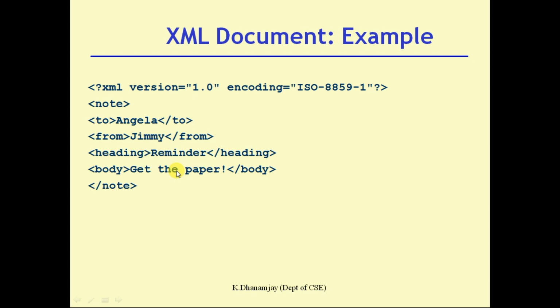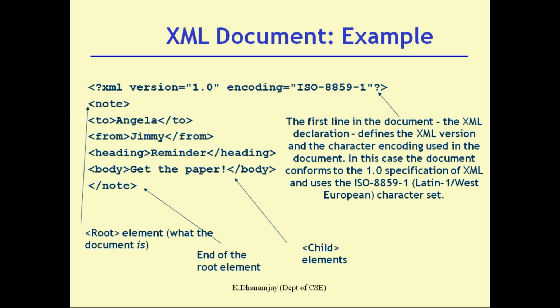Okay, so let's see here which is the root element. This is the root element, and here is the ending of the root element, and then these are child elements. Okay, body, heading, from, to, those are all called child elements.